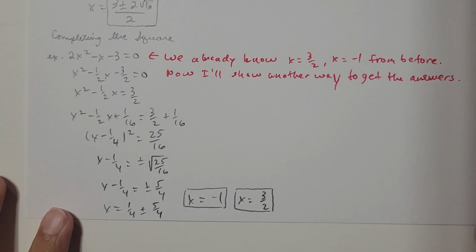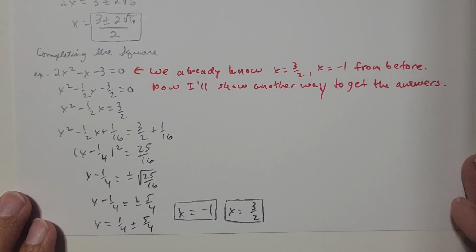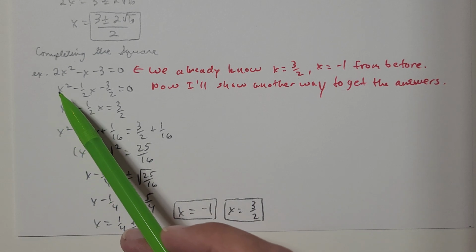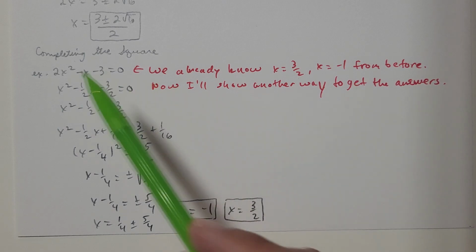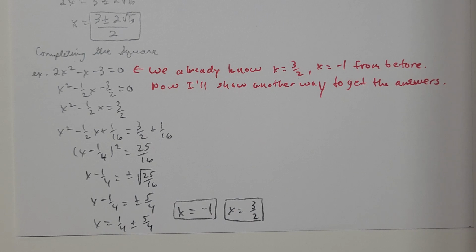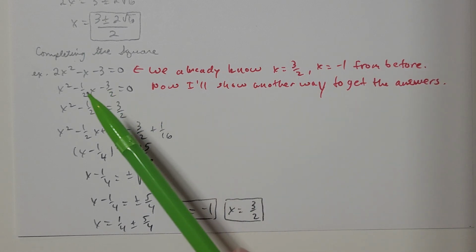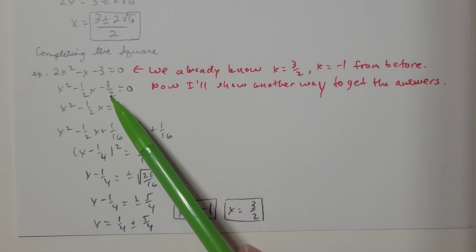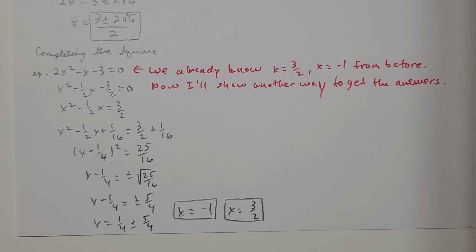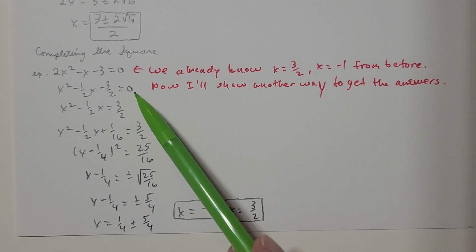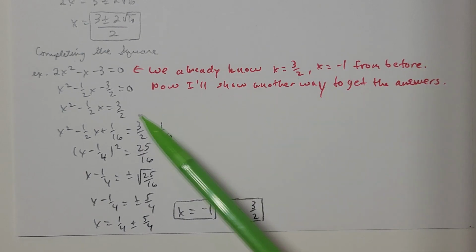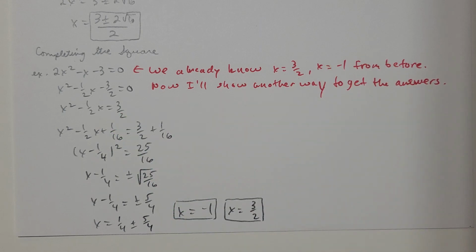Okay, there's two things that always need to happen before you complete the square. The first thing is you need a 1 in front of the x squared term. Right now it's a 2. So I'm going to go ahead and divide both sides by 2. And I got x squared minus 1 half x minus 3 halves equals 0. The second thing is that I need to bring the constant over to the right. So I'm going to add 3 halves to both sides. And now I've got x squared minus 1 half x equals 3 halves.